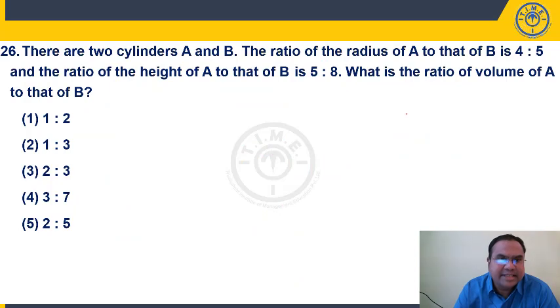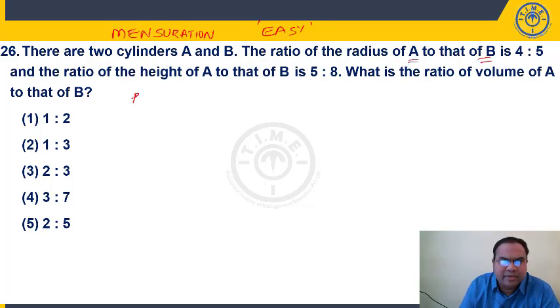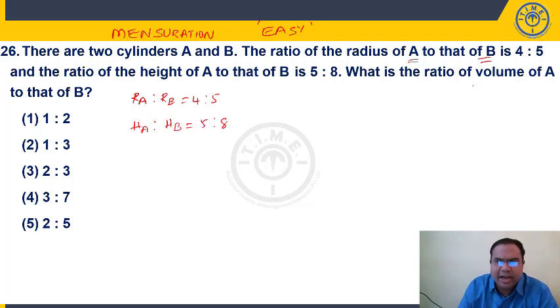Okay, question number 26. This is based on your mensuration concept. Again, I am saying if you are thorough with mensuration concept, if you remember the formula, again this can be classified as easy question. There are two cylinders A and B. The ratio of radius of A to radius of B is 4:5. And the ratio of height of cylinder A to height of cylinder B is 5:8. What is the ratio of volume of A to that of volume of B?